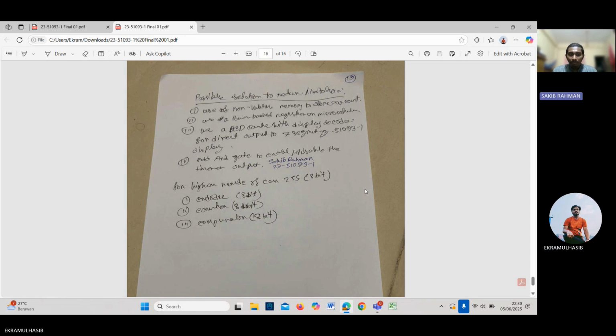So for a higher capacity of cars, as we can see, 255, an 8-bit encoder can be used, an 8-bit counter can be used, and an 8-bit converter can be used.